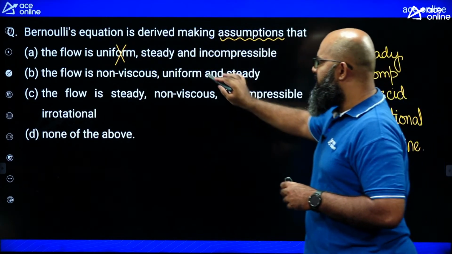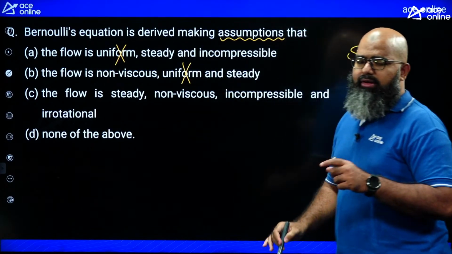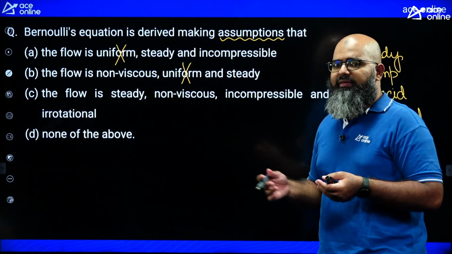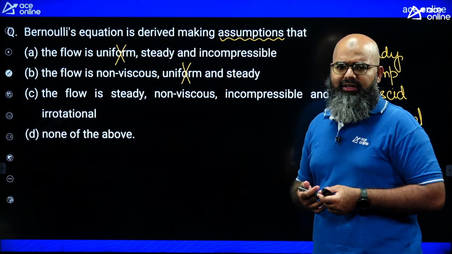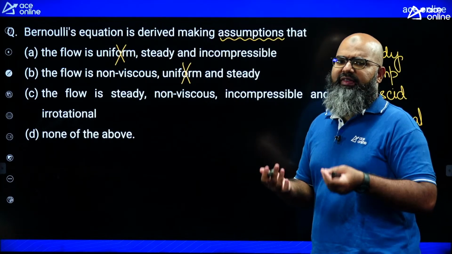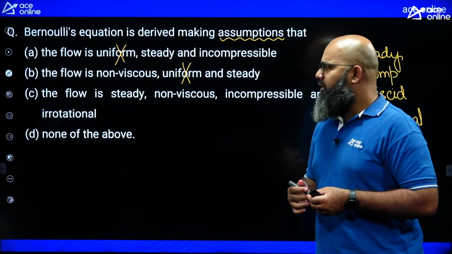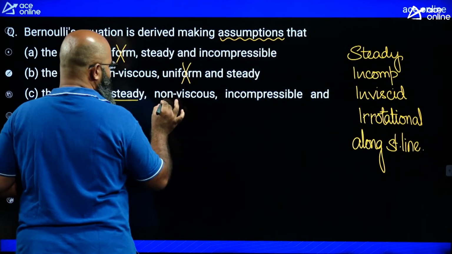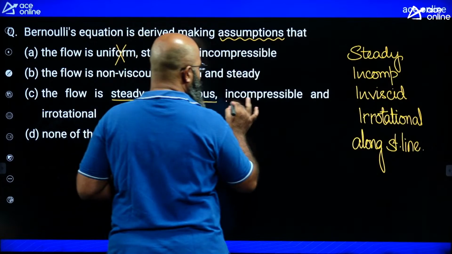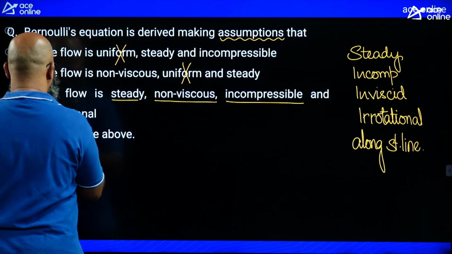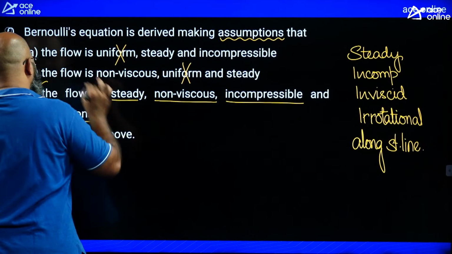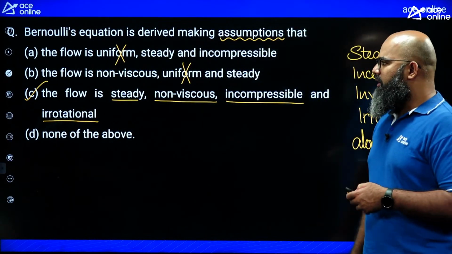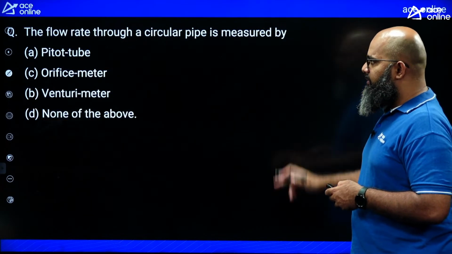Uniformity is never an assumption in the Bernoulli equation, because if the flow is uniform, then the velocity everywhere should be the same. If velocity everywhere is the same, why are we even writing velocity head? Why don't we cancel off velocity head? Because if it is the same, we can cancel it off. So uniformity is never a criteria. If you see over here, steady is there, inviscid is there, incompressible is there, irrotational is there. So answer C over here is correct. Very, very important question.